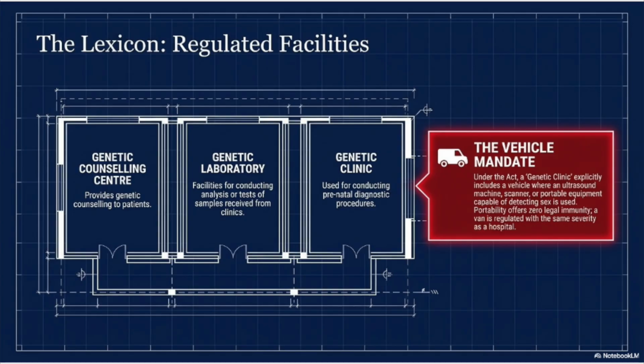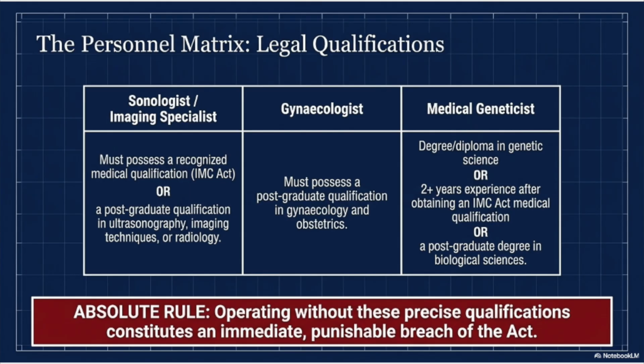The law also regulates specific facilities. A genetic counseling center provides genetic counseling to patients. A genetic laboratory conducts analysis or tests of samples received from clinics. A genetic clinic is used for conducting prenatal diagnostic procedures. Notably, the Act explicitly includes a vehicle within the definition of a genetic clinic if an ultrasound machine or portable equipment capable of detecting sex is used inside it, meaning a van is regulated with the same severity as a hospital.